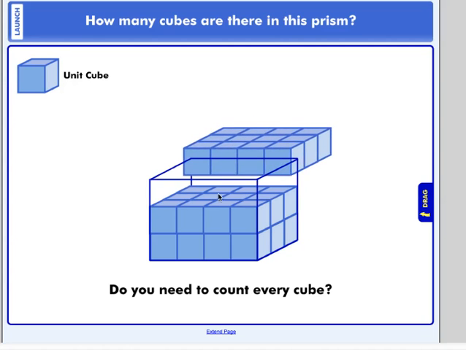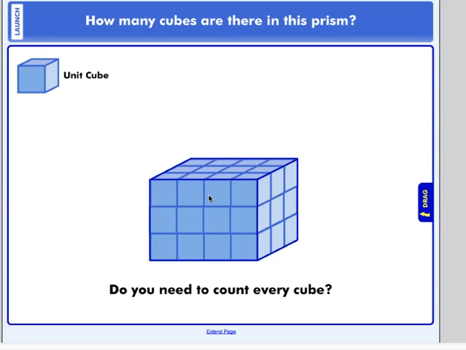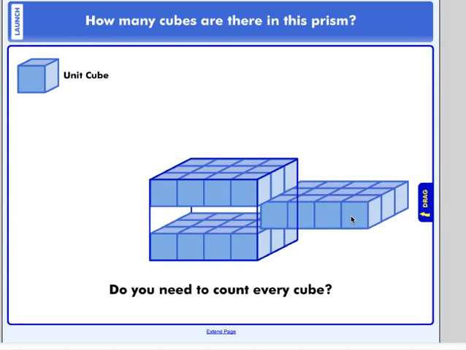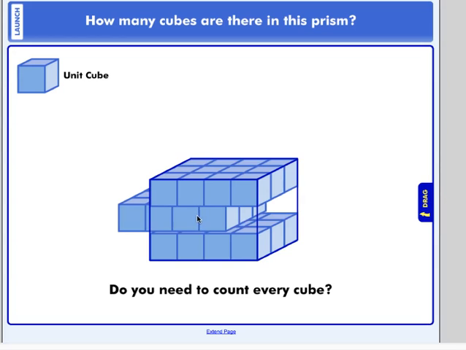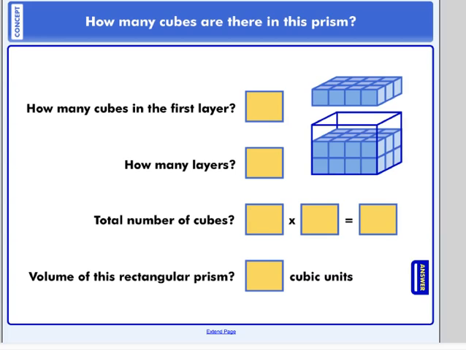So if we know that there are 12 unit cubes in the first layer, well, there's also going to be 12 unit cubes in this layer, and there's also going to be 12 unit cubes in the bottom layer, right? So if we figure out how many unit cubes are in the first layer, we can just use multiplication to know how many in all, because we've got 3 layers of 12. 3 times 12. So that's how we figure out volume problems.